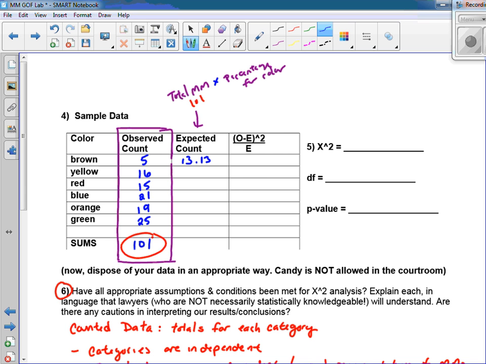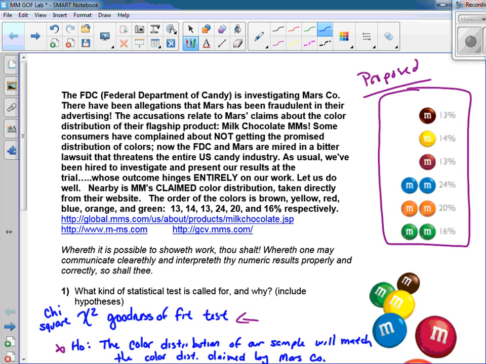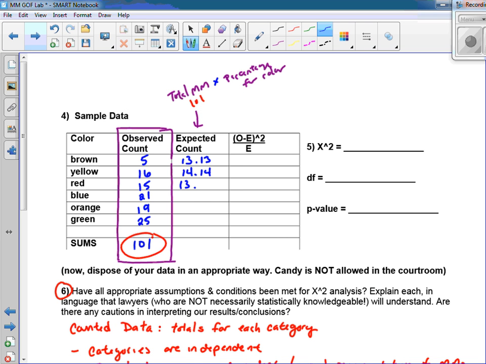Sorry. And I would do the same thing for yellow. I would do the 14% times 101. Red should be 13%, so that should be the same as the first one, 101 times 13%. For blue, you should have 24% times 101. For orange, 20% times 101. And for green, 16% times 101.